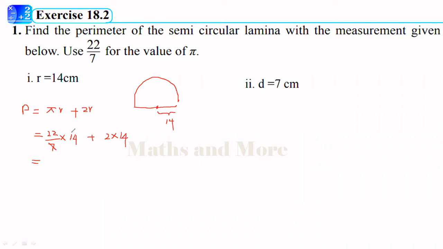And now simplify this with this one. 7 into 2, 2 into 2, 4. 2 into 2, 4. 44 plus 2 into 4, 8. 2 into 1, 2. 44 plus 28. 8 plus 4, 12. 4 plus 2, 6. 6 and 1, 7. 72 centimeters. 72 centimeters.